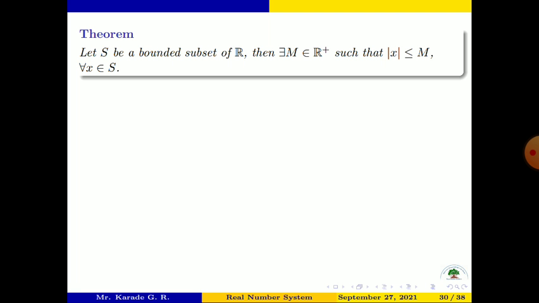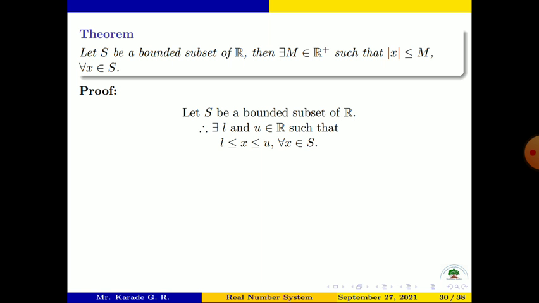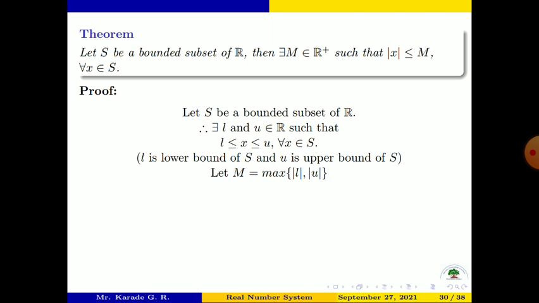So let us try to prove this theorem now. Let S be a bounded subset of R. This is given to you. Therefore, there exists a lower bound and upper bound. There exist L and U belongs to R such that x is greater than or equal to L and x is less than or equal to U for all x belongs to S. L is the lower bound of set S and U is the upper bound of set S. Let capital M be equal to the maximum of mod L and mod U.